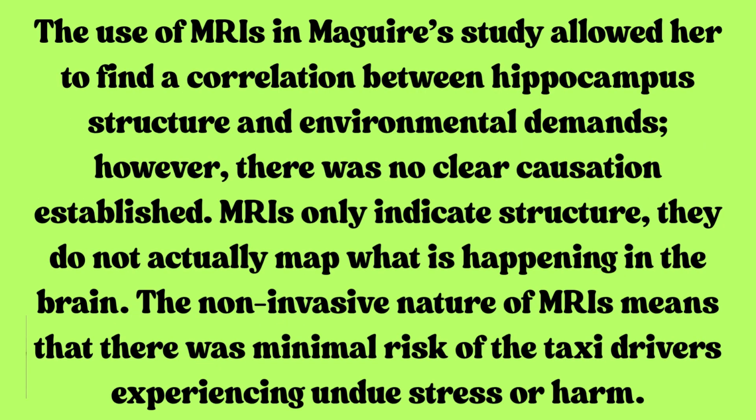The use of MRIs. Now this paragraph I'm going to write about the limitations and strengths, because it is evaluate. So this is what I write. The use of MRIs in Maguire's study allowed her to find a correlation between hippocampus structure and the environmental demands. However, there was no clear causation established. MRIs only indicate structure, they do not actually map what is happening in the brain.